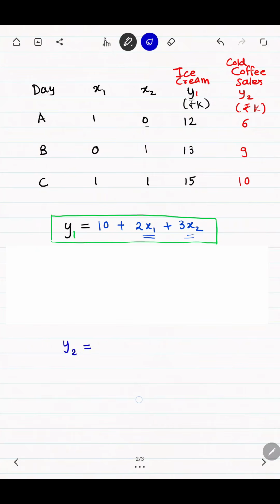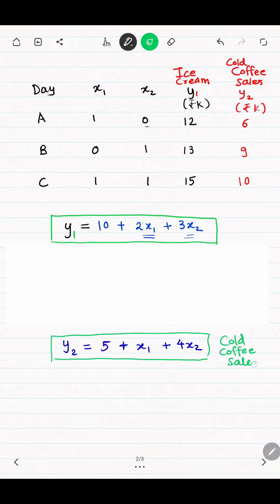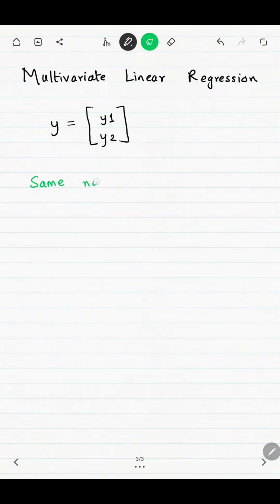Again, we can use linear regression and all the techniques that we have studied before in the playlist, and we can fit an equation for y2, and y2 is equal to 5 plus x1 plus 4x2, and therefore we have multivariate linear regression. So for the same inputs, now we have two outputs.